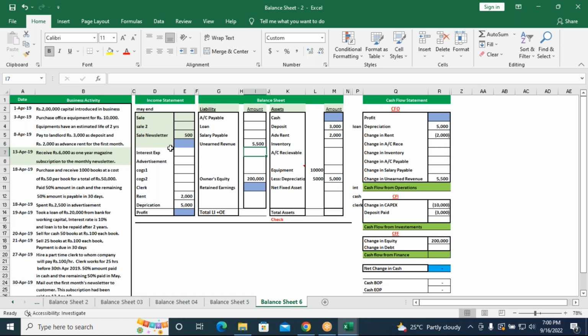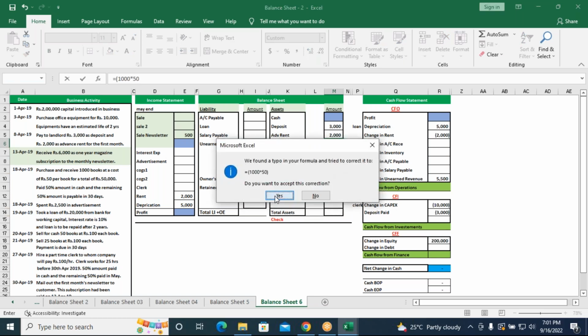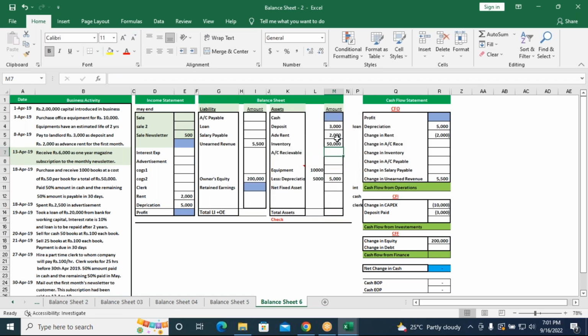Okay. So then sales and purchases are done. Purchased and received 1000 books at a cost of rupees 50 per book. So I am purchasing, and here I need to show it in inventory is equal to, open the bracket, 1000 into 50. So it is 50,000 worth rupees of inventory I have bought.